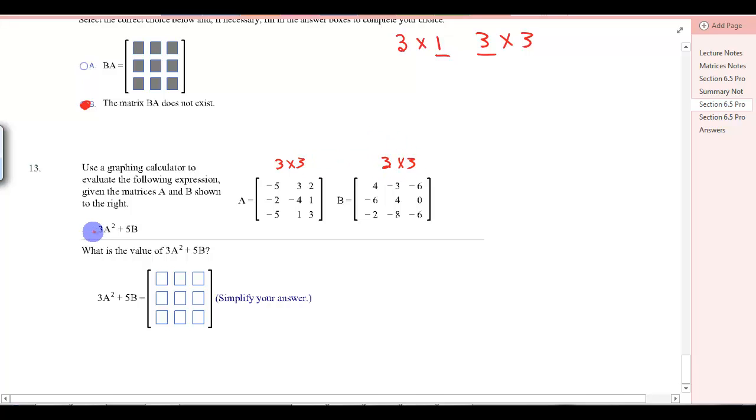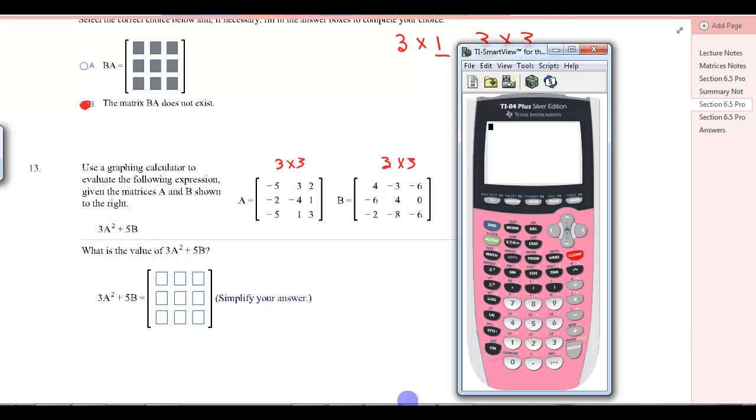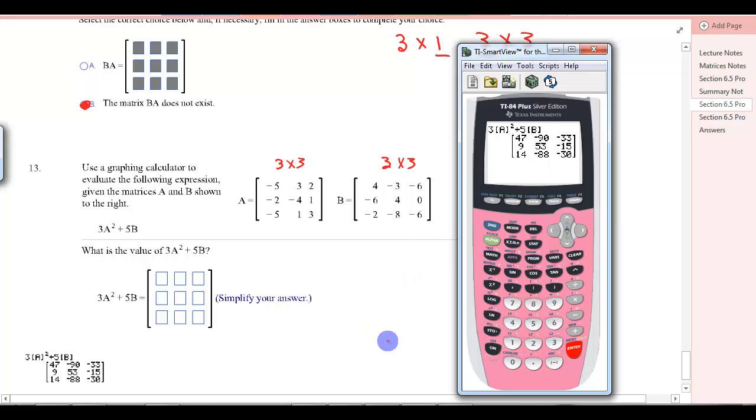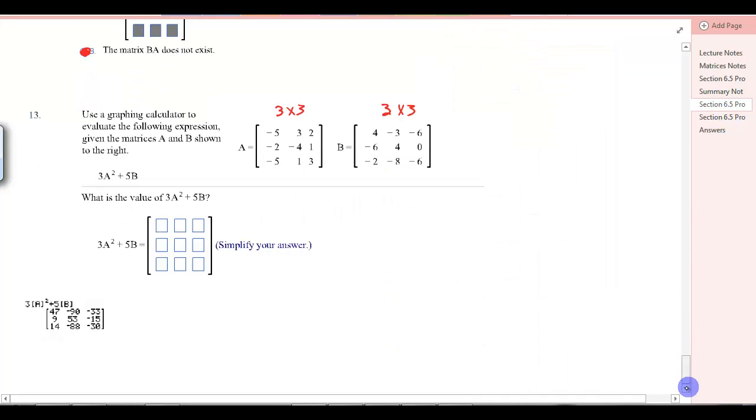And so now all I've got to do is write this statement on the screen. So I've got 3. I want to go to second matrix, grab the name A, squared, so I can just hit my x squared key, plus 5, go back and get second matrix B, and hit enter. So if you'll note, this statement I've got on the calculator matches what we're supposed to do. I hit enter, and I get my matrix there. So let's see if I can pull that down there. All right. I can do that because I had room.